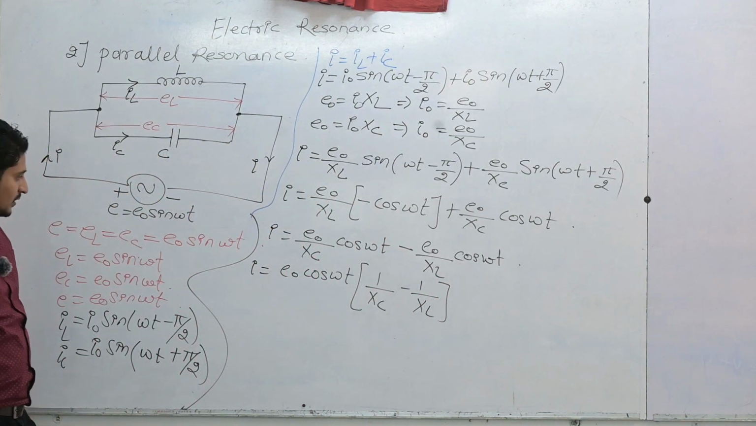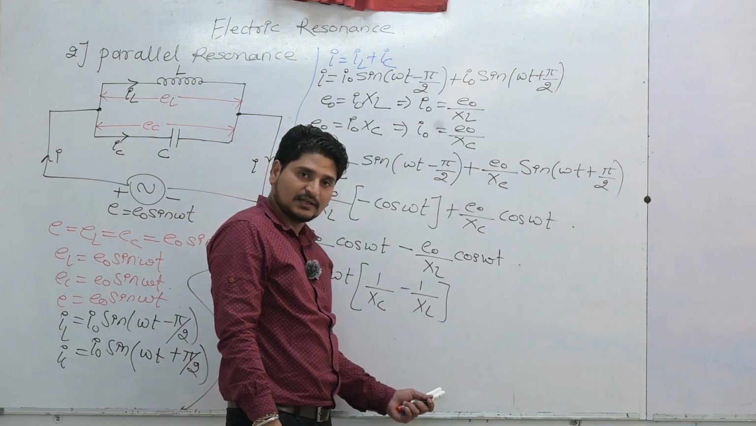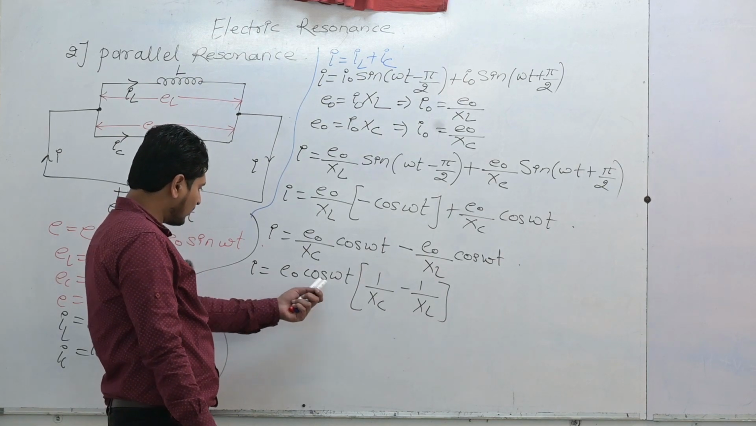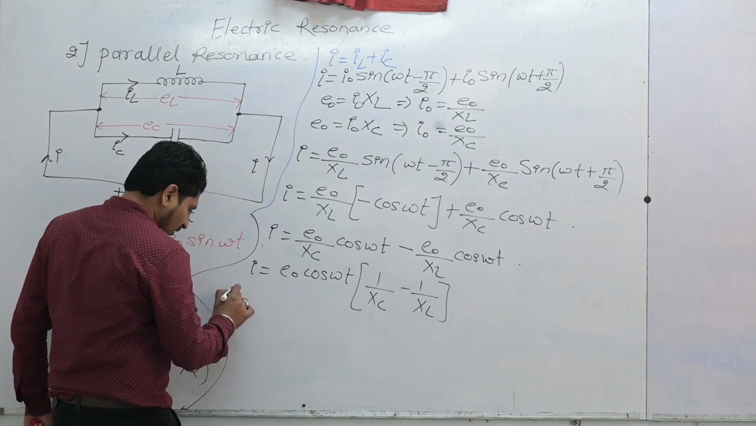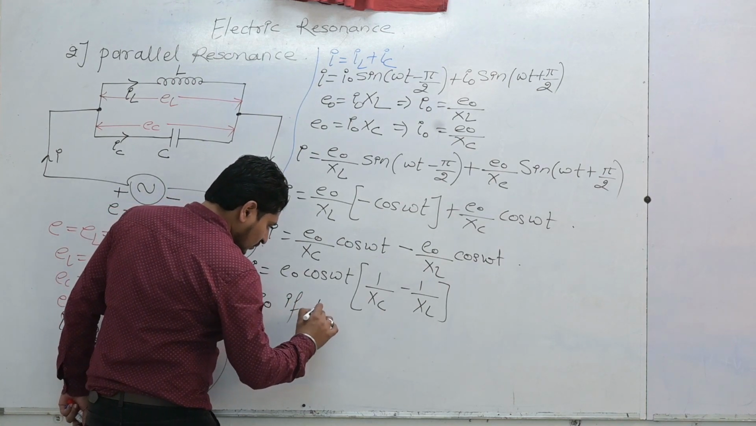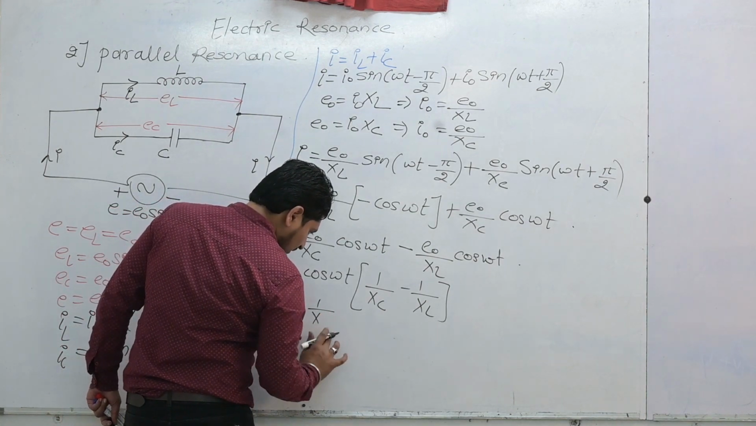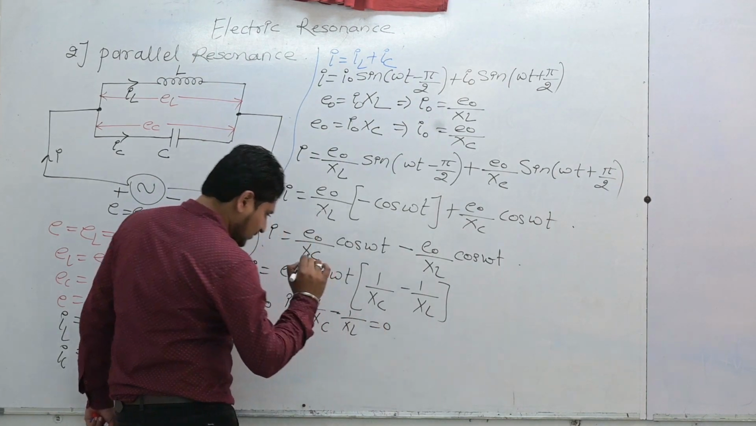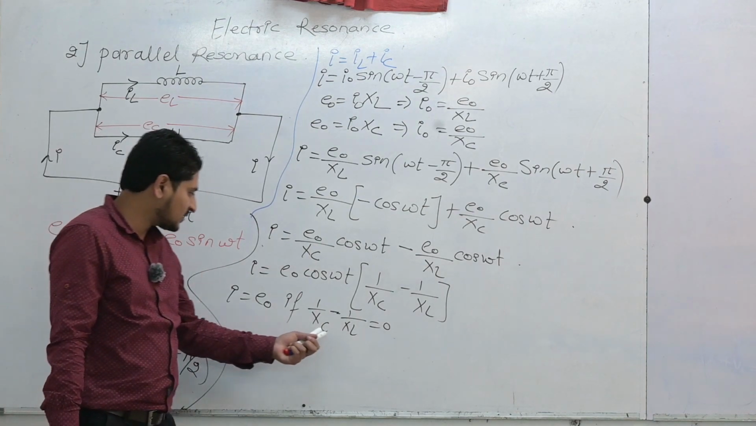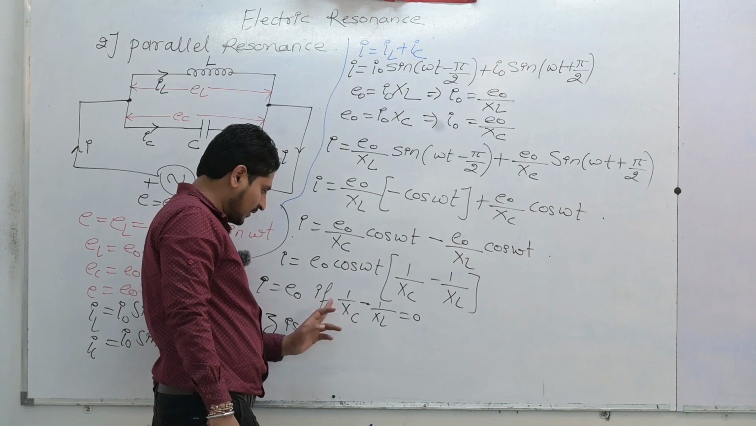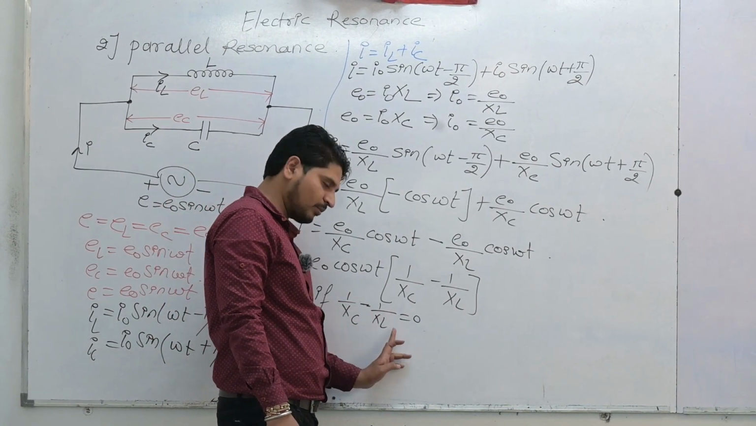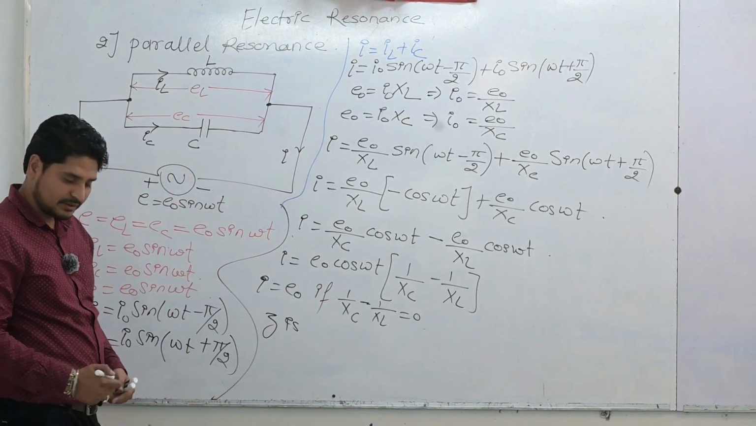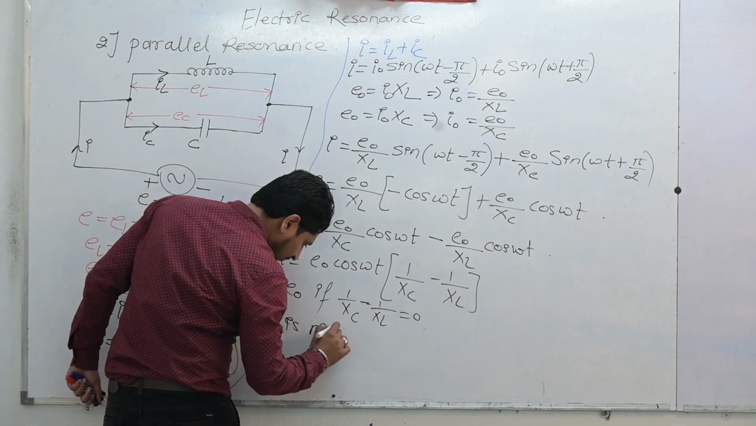Clear? So this is the equation. If 1 upon XC minus 1 upon XL is 0, then this whole term is 0, and so the current I is determined by E naught. So I is equal to E naught when 1 upon XC minus 1 upon XL is equal to 0. So this Z becomes maximum.